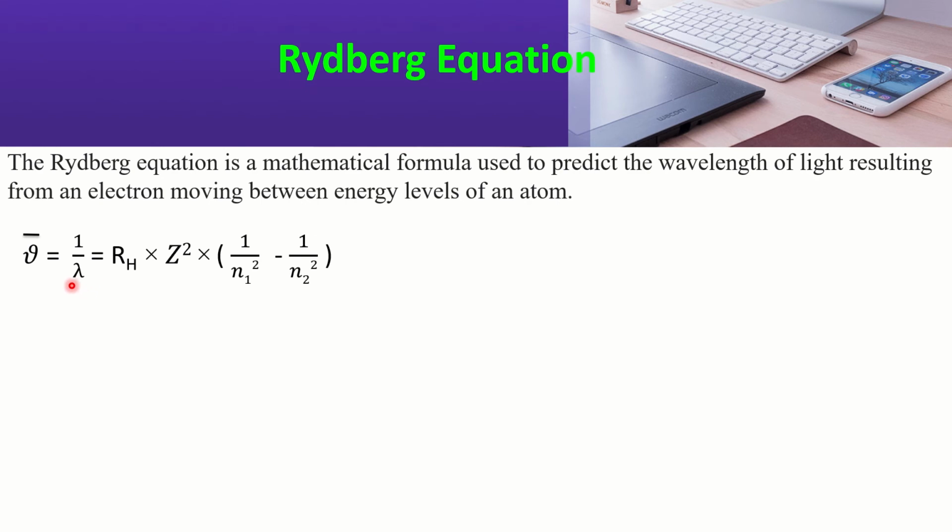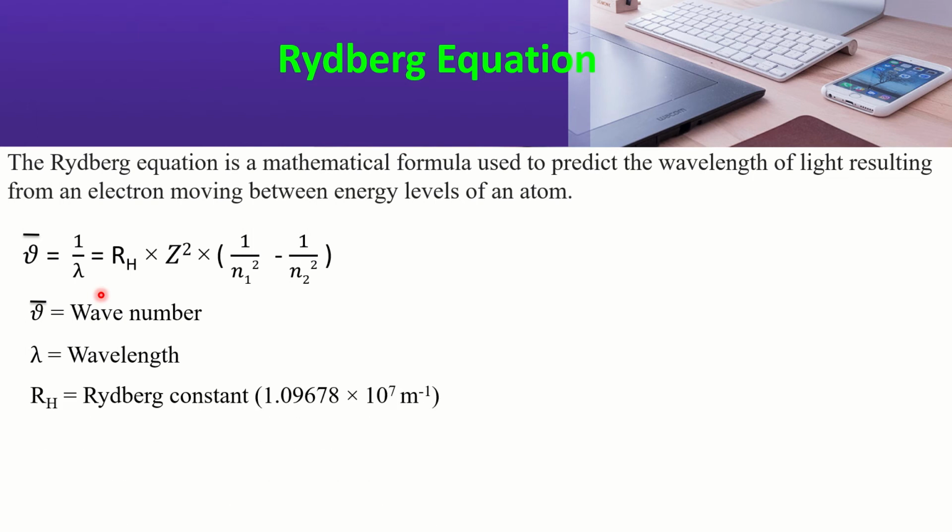You know that wave number and wavelength are inversely proportional to one another. Here, nu bar is wave number, lambda is wavelength, R is the Rydberg constant. It has a constant value that is 1.09678 into 10 to the power 7 meter inverse.